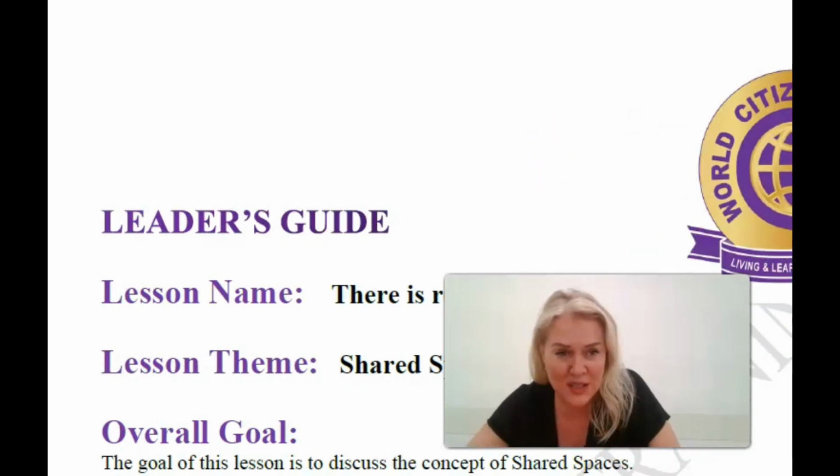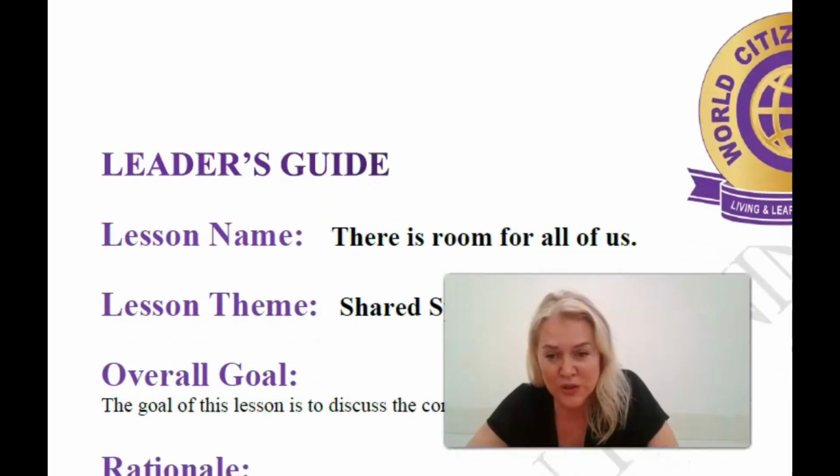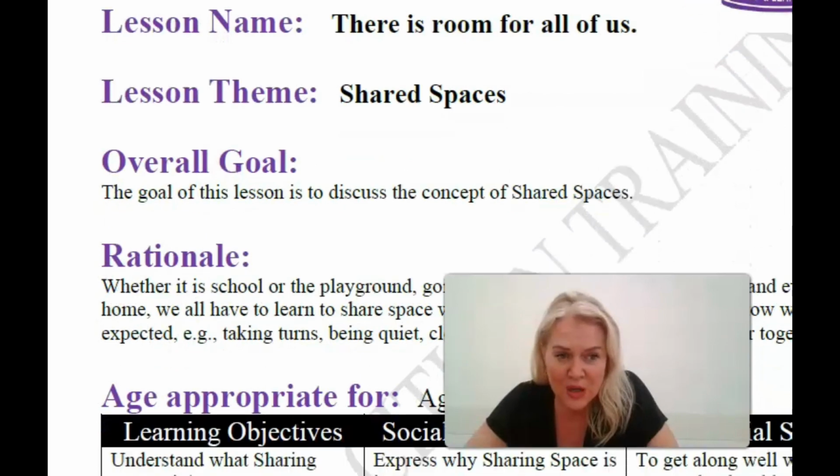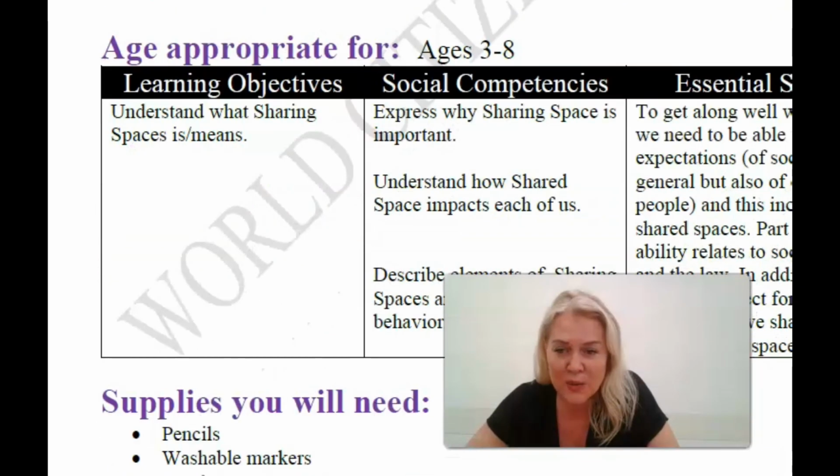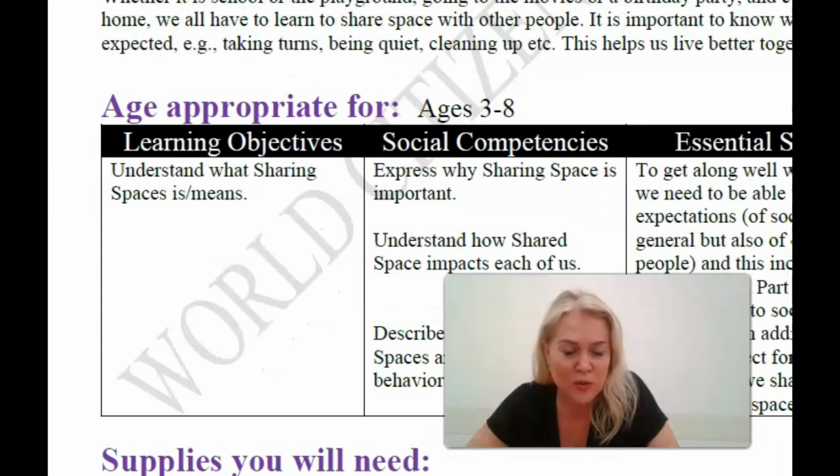So this lesson, as with all of the other lessons, there's a lesson plan that shows the learning objectives, the theme, rationale, some recommended reading, and so on. The idea here is that we're trying to teach the children about shared spaces. So part of this ties to citizenship, as you would guess.